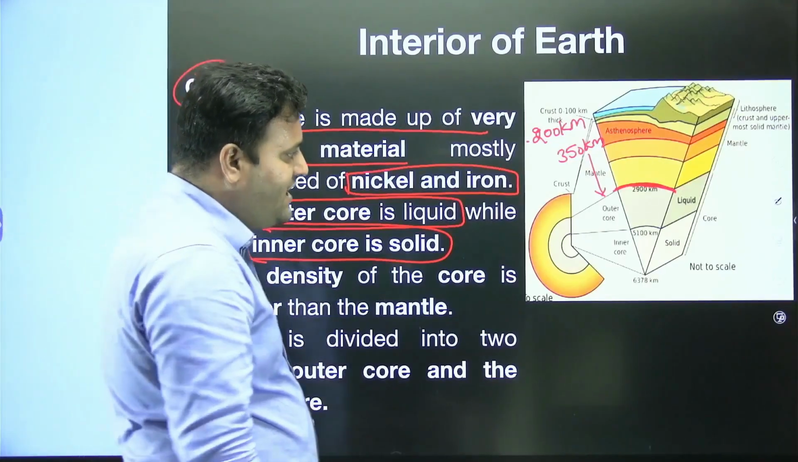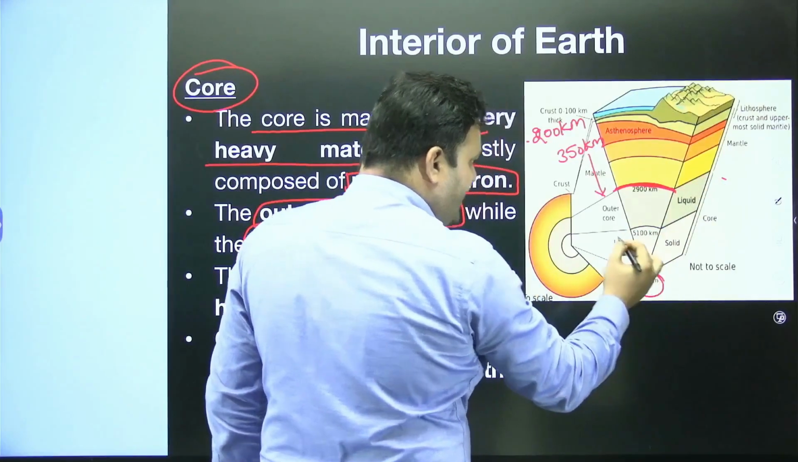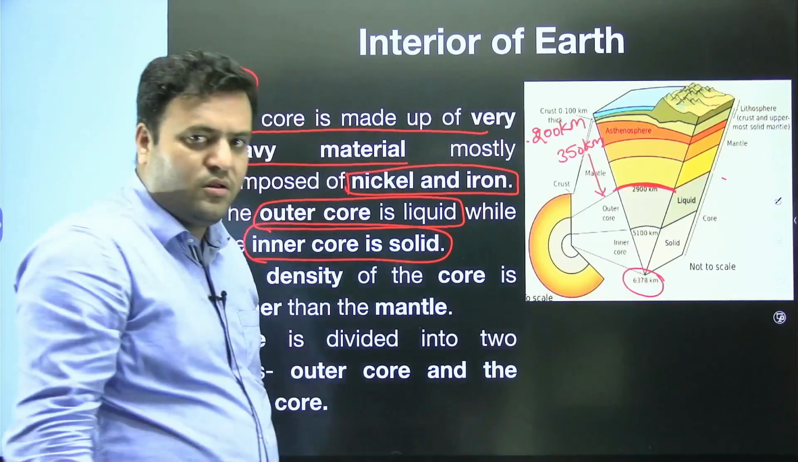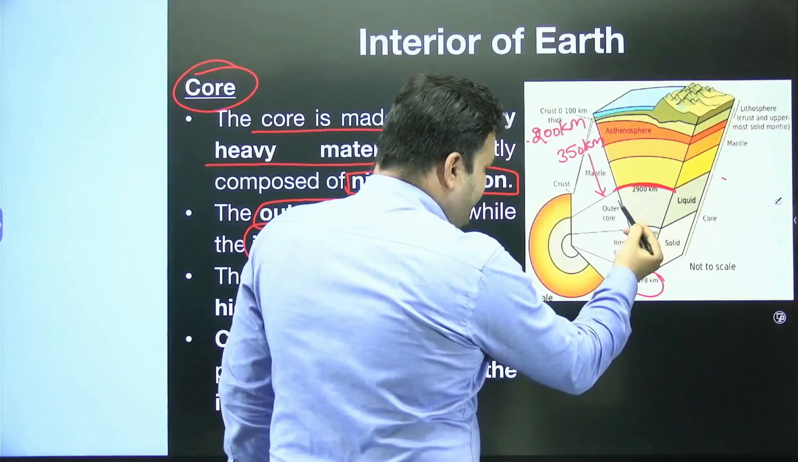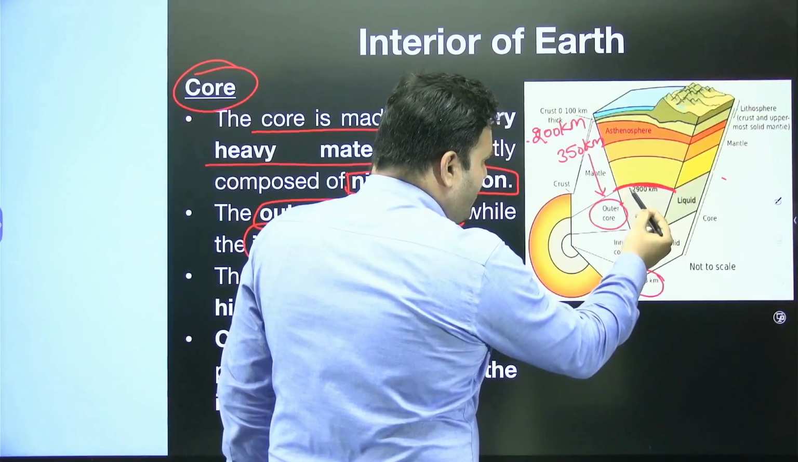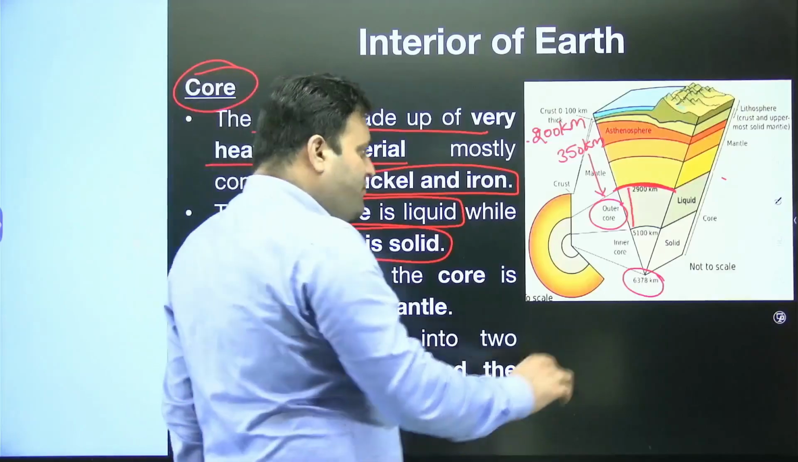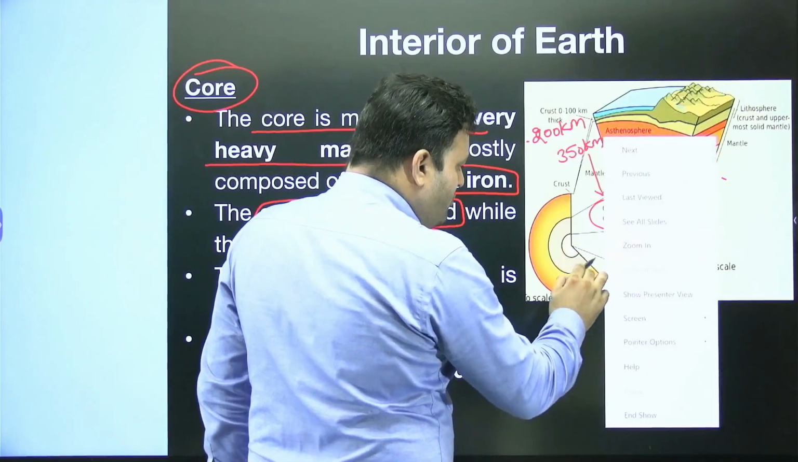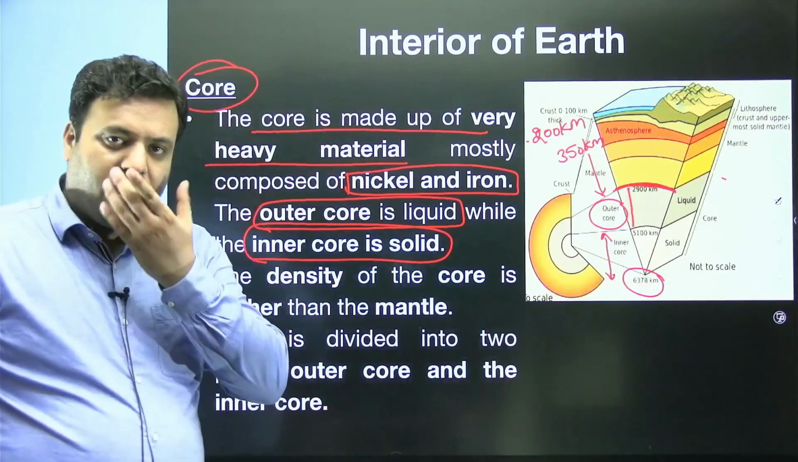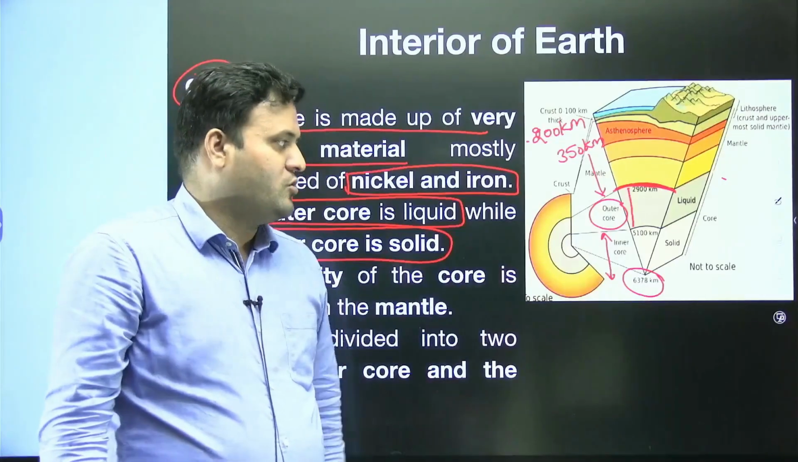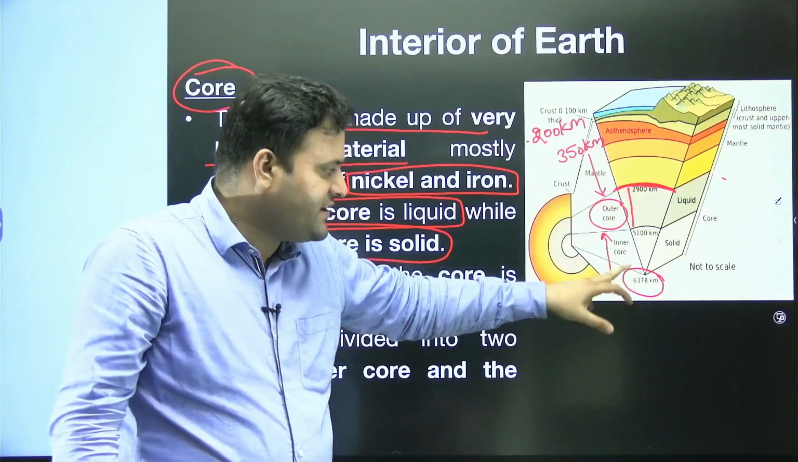From 2900 kilometer up to the depth of 6378 kilometer, we have the core, which is categorically divided as the outer core from the depth of 2900 kilometer up to 5100 kilometer, and after 5100 kilometer up to a depth of 6378 kilometer, that is tagged as the inner core. So 2900 to 5100 outer core, 5100 to 6378 inner core.